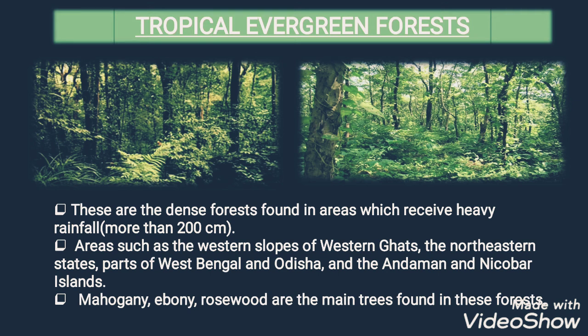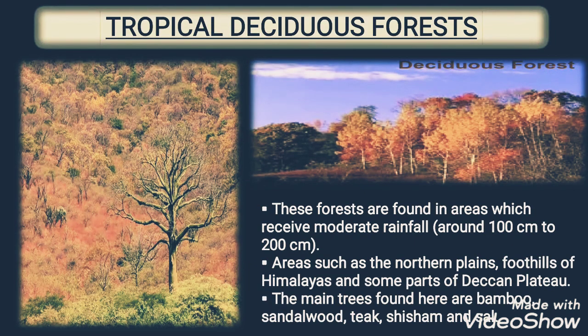Alright, so next we have the tropical deciduous forest. Now these forests are found in areas which receive moderate rainfall, that is around 100 cm to 200 cm. The areas in India where we get this tropical deciduous forest are the northern plains, the foothills of the Himalayas and some parts of the Deccan Plateau. And what are the important trees? The main trees found here are bamboo, sandalwood, teak, shisham and sal. Alright, so these are the tropical deciduous forests.